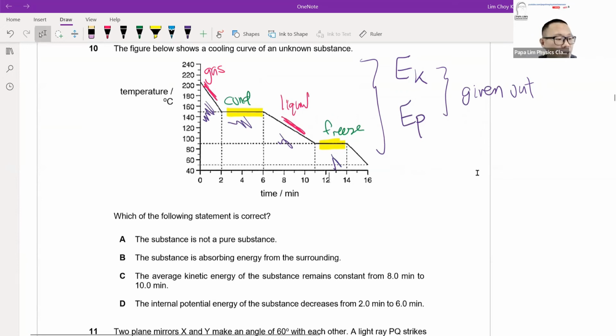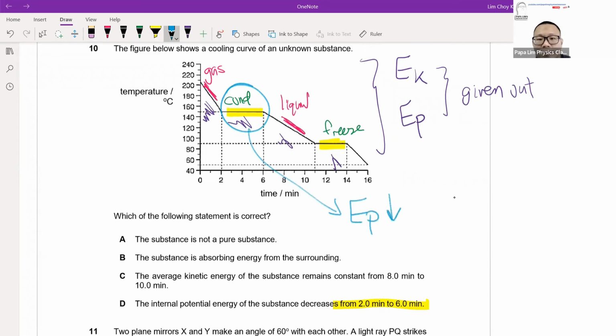So for question 10, the answer that you're looking for is actually D, whereby 2 to 6 minutes. You look at 2 to 6 minutes. At 2 to 6 minutes, we are looking at these particular stages. We are looking at condensation here. The energy involved is that EP will be decreasing because there's a change in state, and EK will be remaining constant.